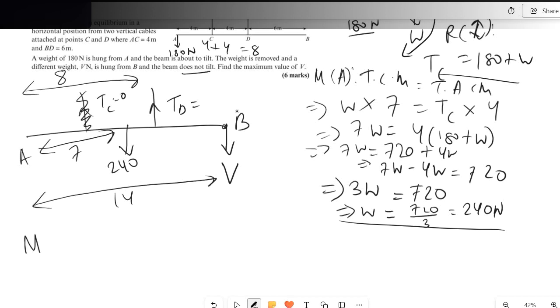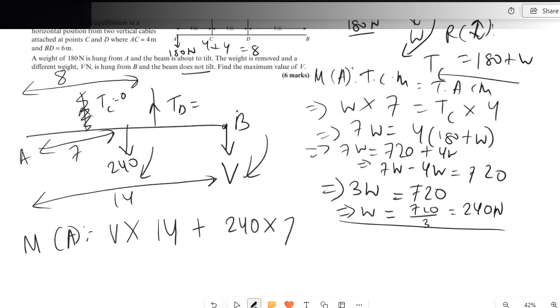Now we can take moments from A and use the same principle that the total clockwise moment is equal to the total anti-clockwise moment. So we can say that the clockwise moments are being provided by these two forces. So V multiplied with 14 plus W, which is 240, multiplied with the perpendicular distance, which is 7, is equal to the tension at D multiplied with the perpendicular distance, which is 8.